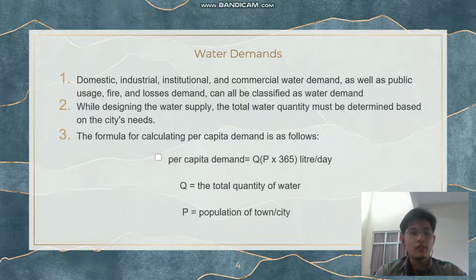Water demand. Domestic, industrial, institutional, and commercial water demand, as well as public usage, fire, and losses demand, can all be classified as water demand. While designing the water supply, the water quantity must be determined based on the city's needs. Third, the formula for calculating per capita demand is as follows. Per capita demand equals Q divided by P times 365 liters per day.